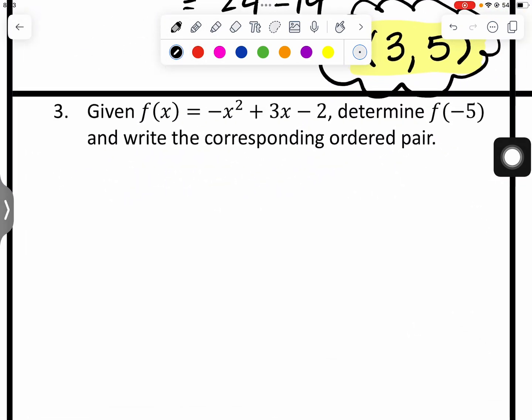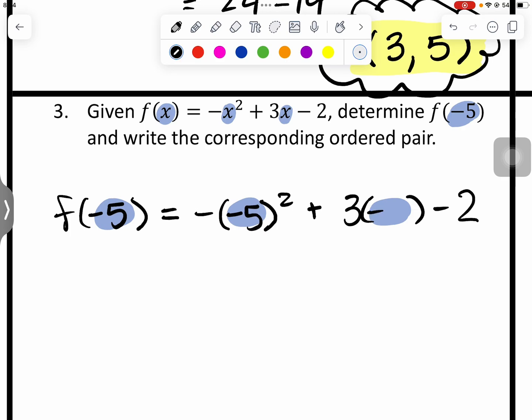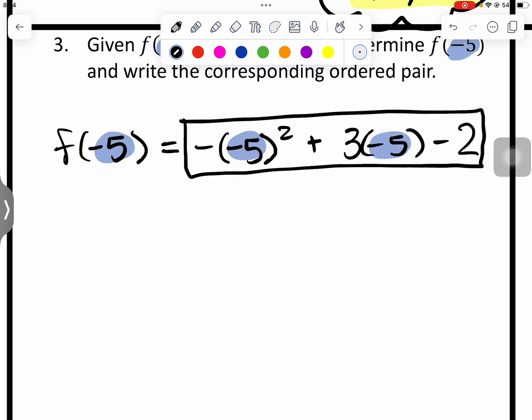All right, let's do this a little bit quicker. Given f of x equals negative x squared plus 3x minus 2, determine f of negative 5. So f of x equals negative x squared plus 3x minus 2. Again, I always use parentheses first and then plug my number in. That number this time is negative 5. So here we go. Again, this can go in the calculator exactly how you see it, but let's also feel good, if you want, about using order of operations with no calculator.